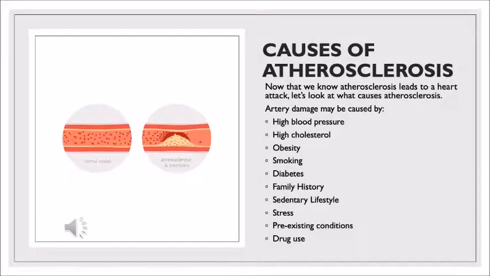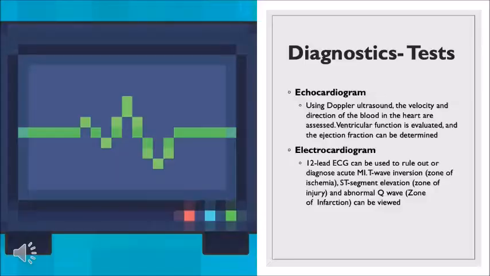So causes of atherosclerosis, which is the buildup of that plaque, can be caused by, again, that high blood pressure, high cholesterol, obesity, smoking, diabetes, family history, inactive lifestyles, that chronic stress, any pre-existing conditions, and drug use. All of these things increase your risk for that buildup of plaque in those arteries, which lead to a heart attack. This next section will cover the diagnostics for myocardial infarction.